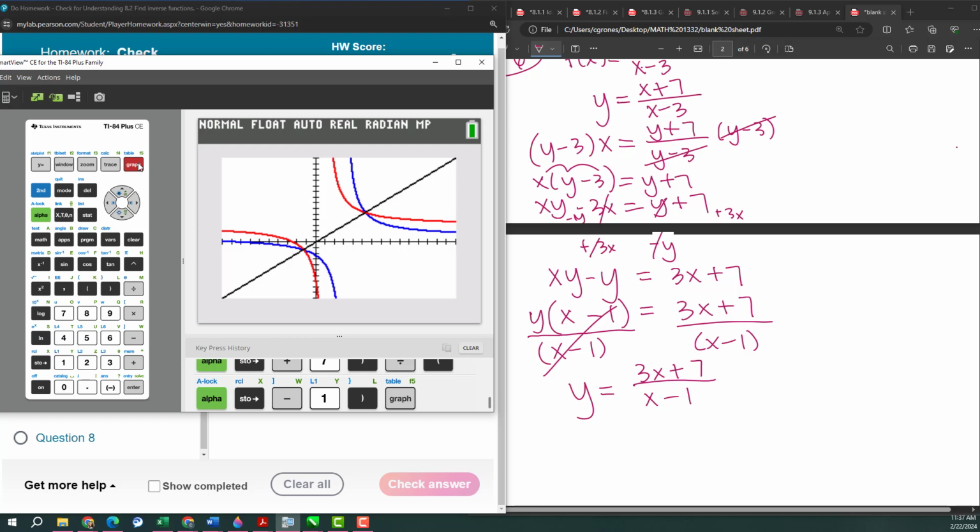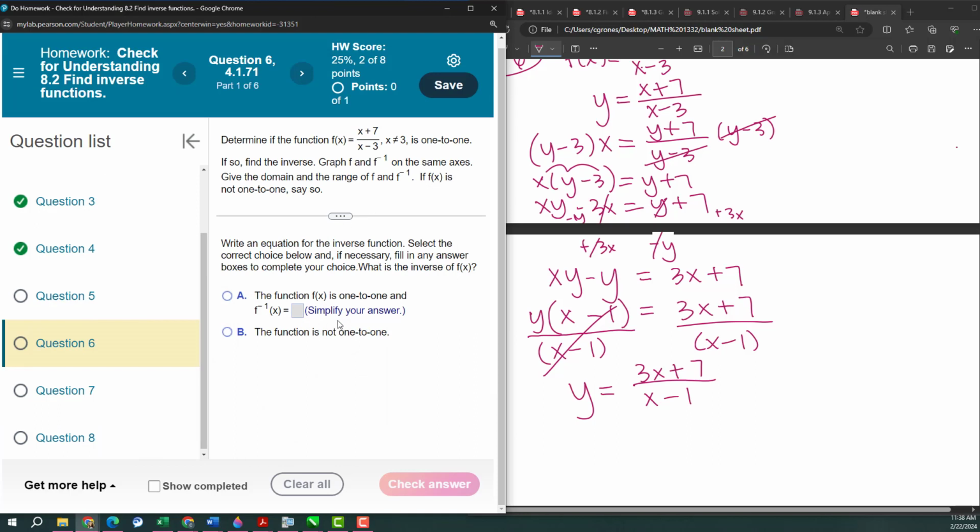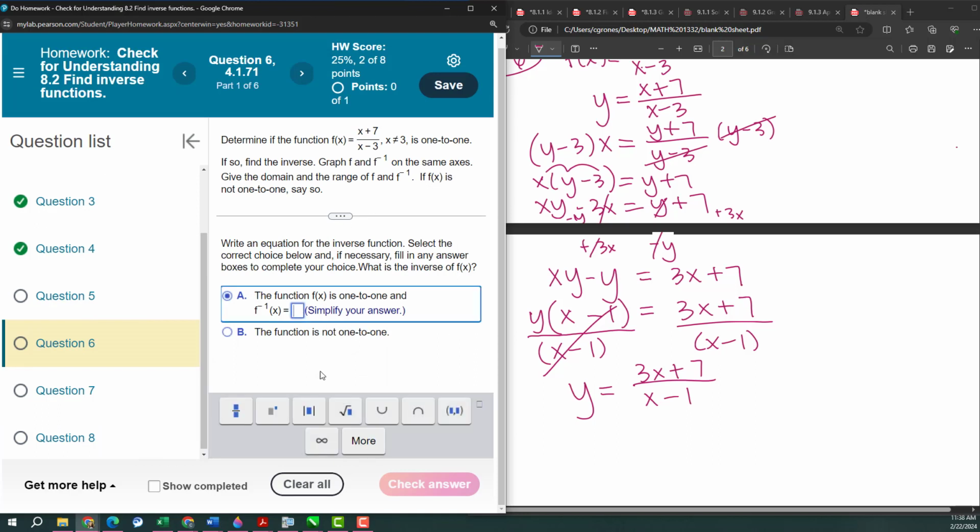Graph. All right, so we do have a reflection. So we do have a 1-to-1 function, and then our inverse equals (3x plus 7) divided by (x minus 1).